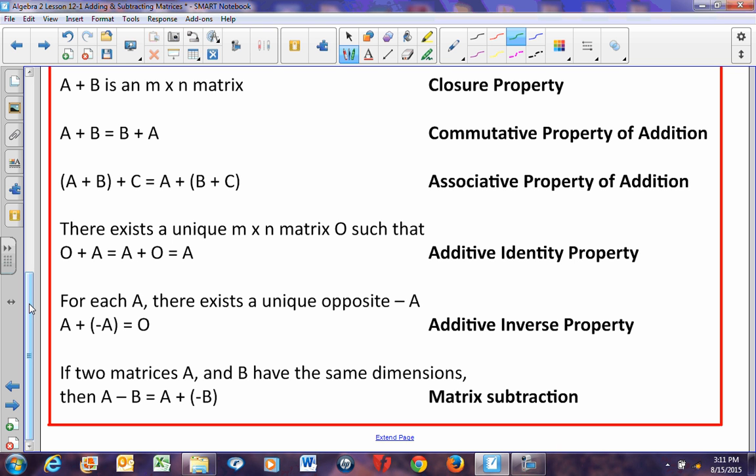And for each matrix, there exists a unique opposite, and the matrix plus its opposite is 0, which is the additive inverse property. And then, of course, for matrix subtraction, if two matrices A and B have the same dimensions, then A minus B equals A plus the opposite of B. Same thing, matrix subtraction. All of these are rules that we've applied to many other things before this, just proving that they also apply to matrices.